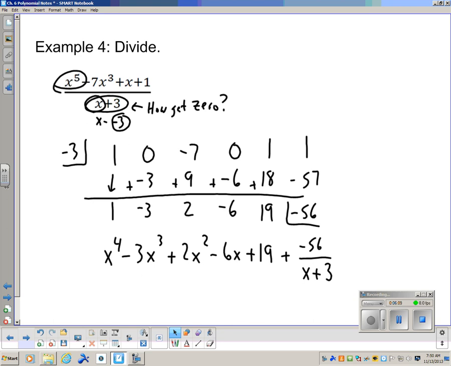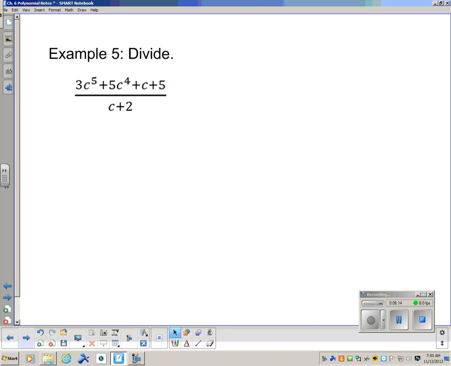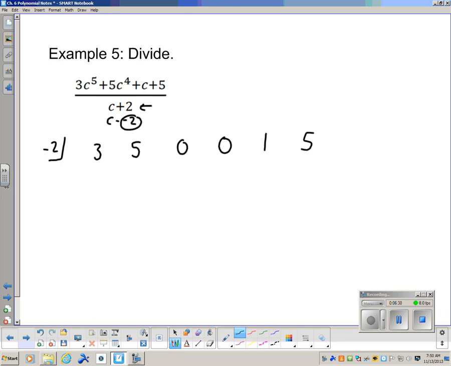I believe we got another example left. So let's go over here and look at another one. So you got 3c to the fifth, so my coefficient there is 3, and then c to the fourth, c to the third, there isn't one, c to the second, there isn't one, c is 1, and then the constant is 5. What goes inside the box? Negative 2. Why? Because I can write in terms of minus, or I can think, how do I get 0? You get 0 there when c is negative 2. All right.